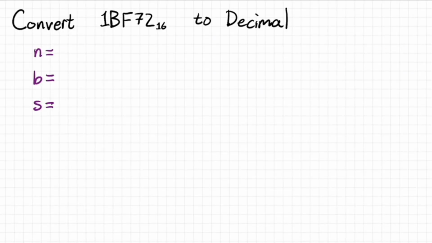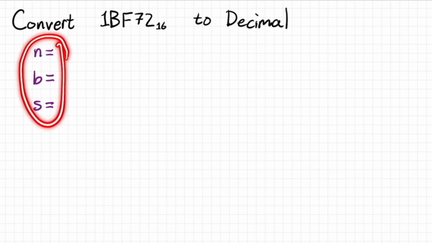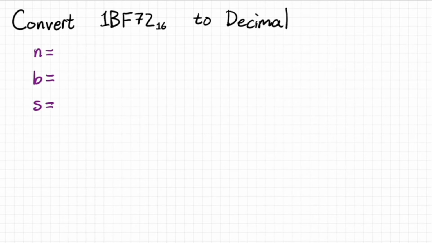So now let's look at an example of converting from base 16 to decimal. If we wanted to convert this 1BF72 back to decimal, we would have N, B, and S, which were described in the previous video on converting from base 10 to binary and then back from binary to base 10. Make sure to check out that video for an explanation on N, B, and S.